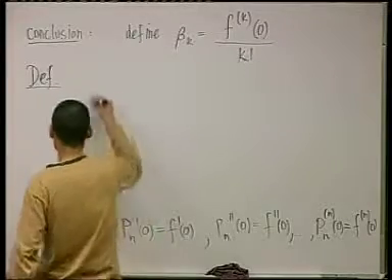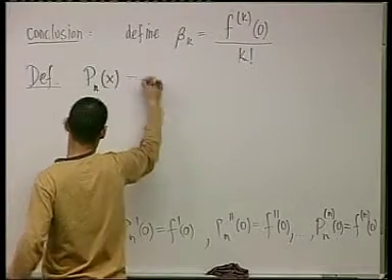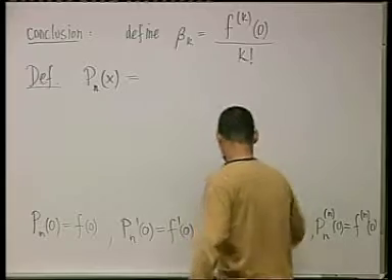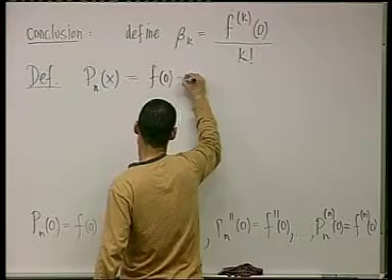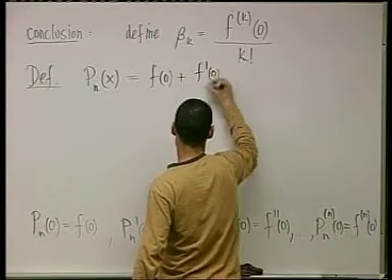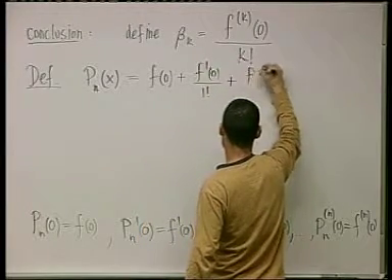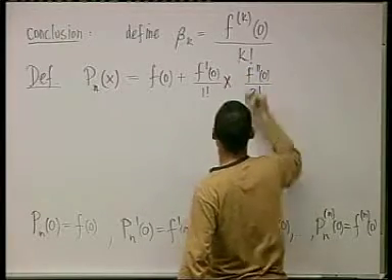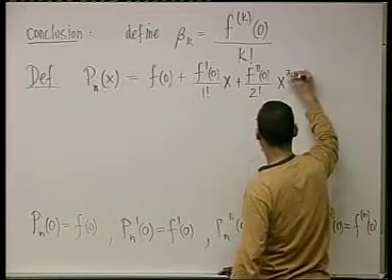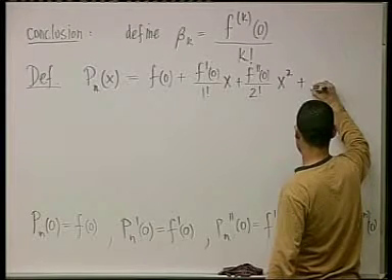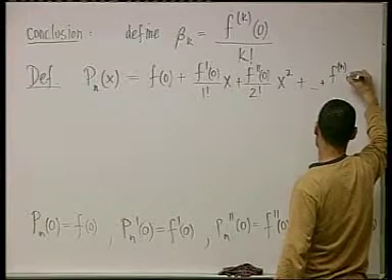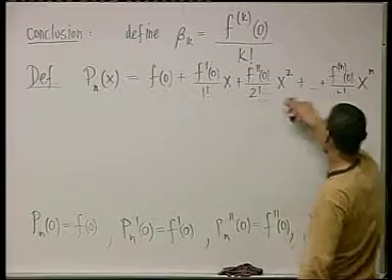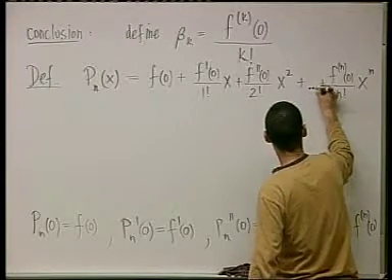So here's the definition. P_n of x equals. Before I write the definition, let's write it for the point 0 first, and then we'll generalize. So f of 0 plus f prime at 0 divided by 1 factorial times x plus f double prime at 0 divided by 2 factorial x squared plus dot dot dot, the nth derivative of f at 0 divided by n factorial times x to the power n. So I just wrote a polynomial, x squared all the way up to x to the n, and I took its coefficients to be these.